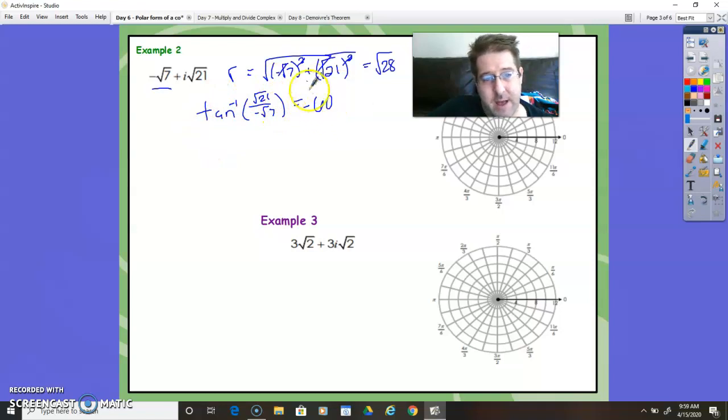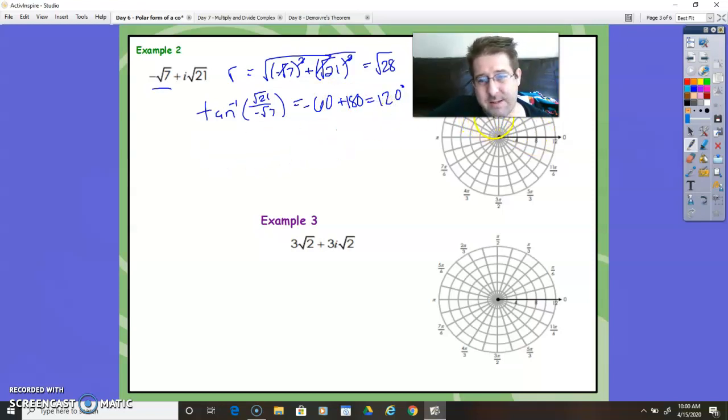Now, the first thing I need to ask myself is, is that the right answer, or do I need to add 180? So this is left and this is up. I don't really care about the signs. So left and up will be in the second quadrant. Negative 60 is not in the second quadrant, so I need to add 180 to that. And that's going to now terminate in the second quadrant at 120 degrees.